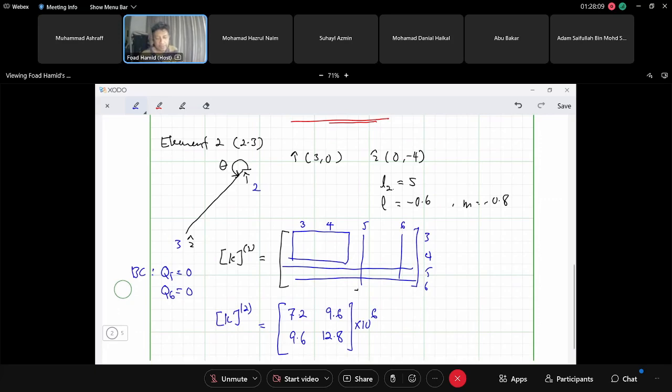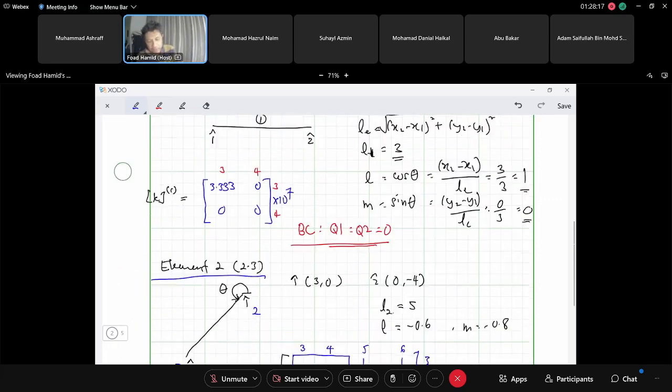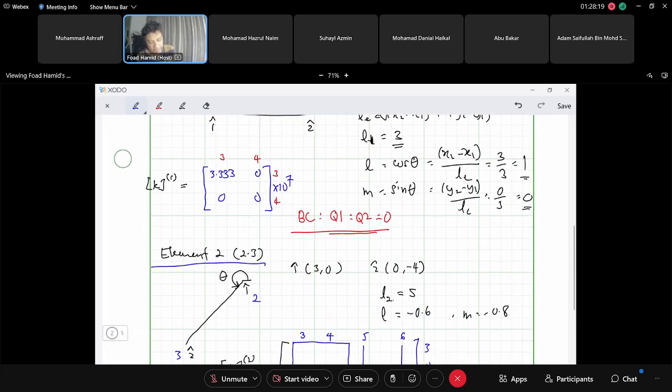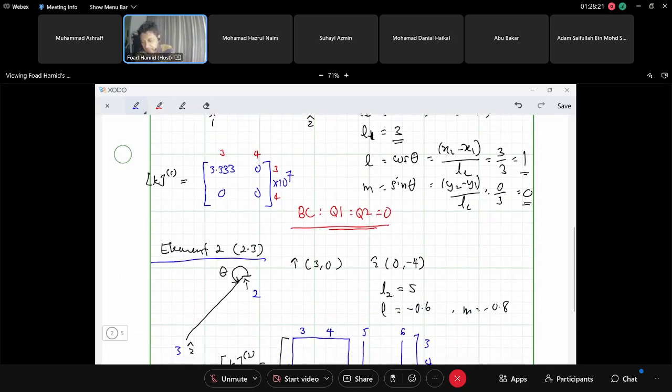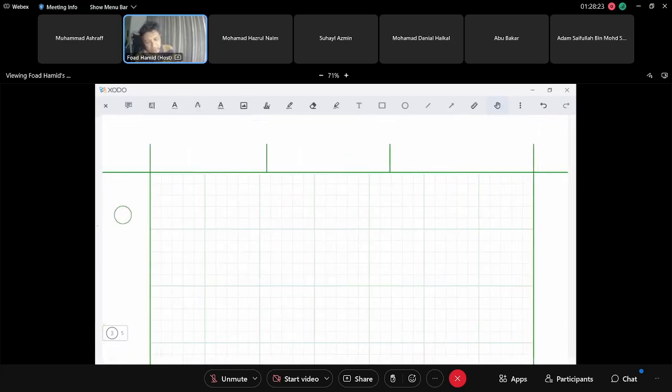So again, repeat the whole thing for element number 3, but I'm not going to do that. What I'll do is give you my solution, and hopefully you get the same as mine. So, element number 3.